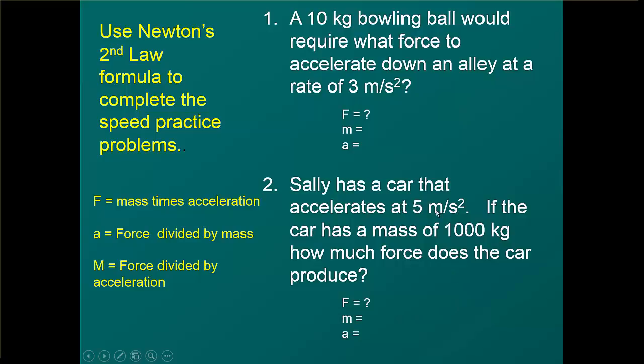5 meters per second squared. Now, I know that's an acceleration unit. It also tells you it accelerates. So 5 meters per second squared is my acceleration. And I'm going to multiply that by the mass, which is 1,000 kilograms. So I'd write that out. So 5 times 1,000 is 5,000 newtons would be my force applied.